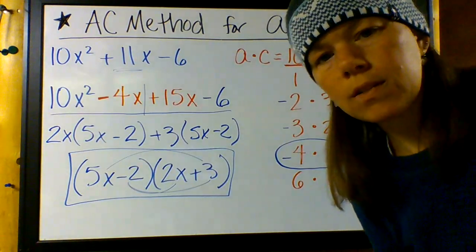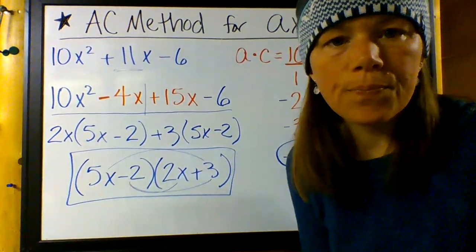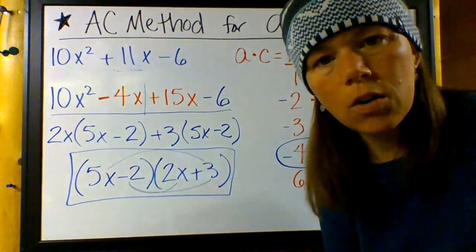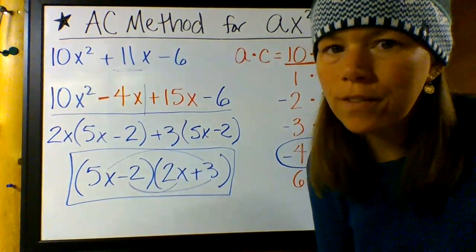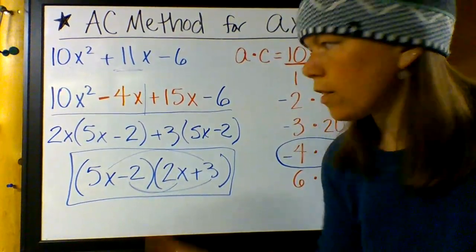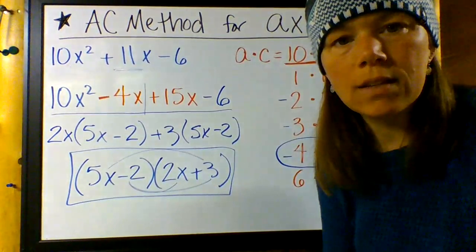I know it's been 6 minutes. I think what I'm going to do is give you a Khan Academy video. I'll link that too. And he describes this as well. He calls it factor by grouping. We don't call it factor by grouping. We call this part of it factor by grouping, and we call this part of it the AC method.